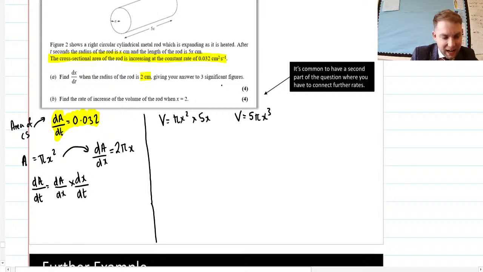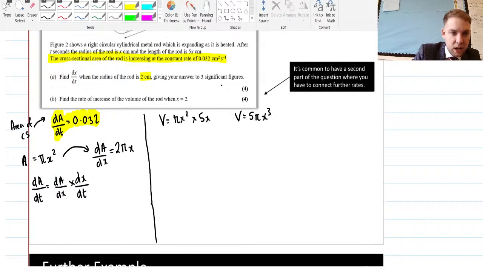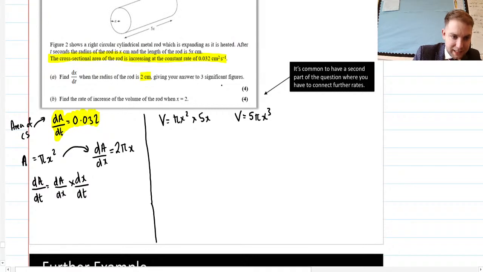And then I can sub in both of these things, can't I? So I can sub in dA by dx, which I've got. I can sub in dA by dt, which I've got. And I can use this to find out dx by dt, which is what they're asking for. So let's sub in both of these here. So dA by dt is what they've given us, which is 0.032, is equal to dA by dx, which is equal to 2 pi x times by dx by dt.